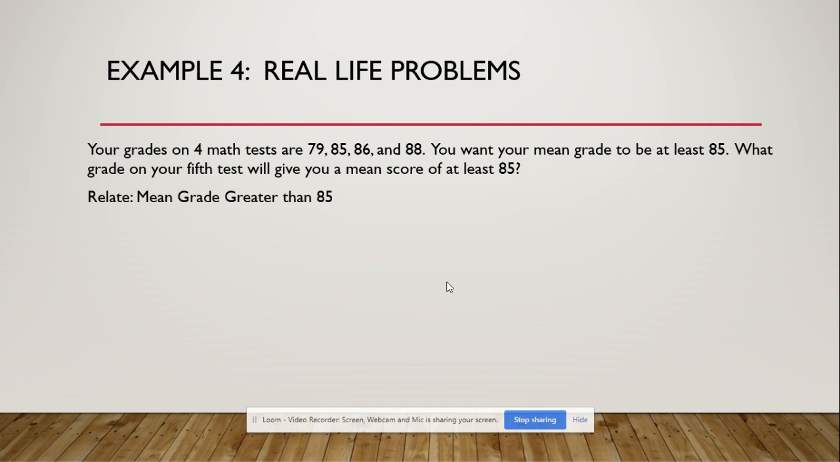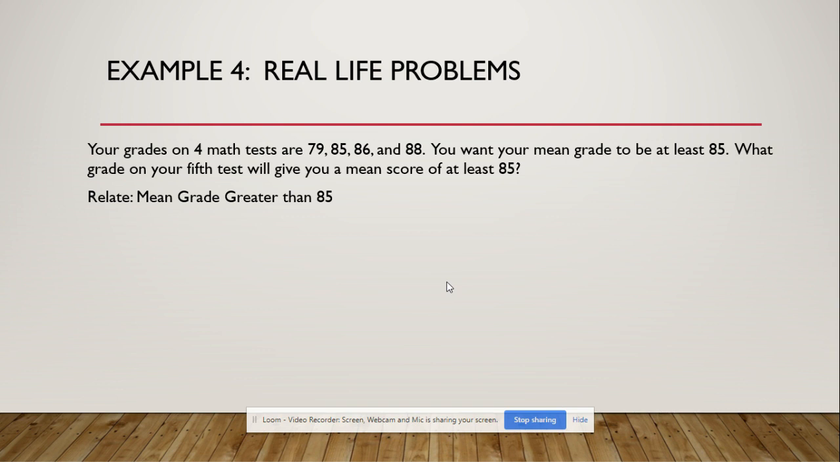Now, it said at least 85, meaning if I get a 90, great, even better. So 85 is just the smallest amount that we would want to get. We don't want to drop below there. Maybe our parents take away our phone at that point. I don't know. But we want to make sure we're not dropping below the 85, but we could be anything above it. So our mean grade needs to be greater than or equal to 85.